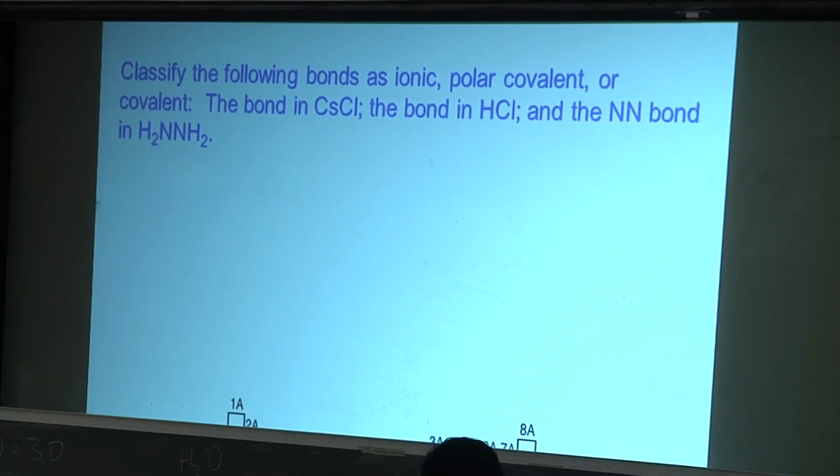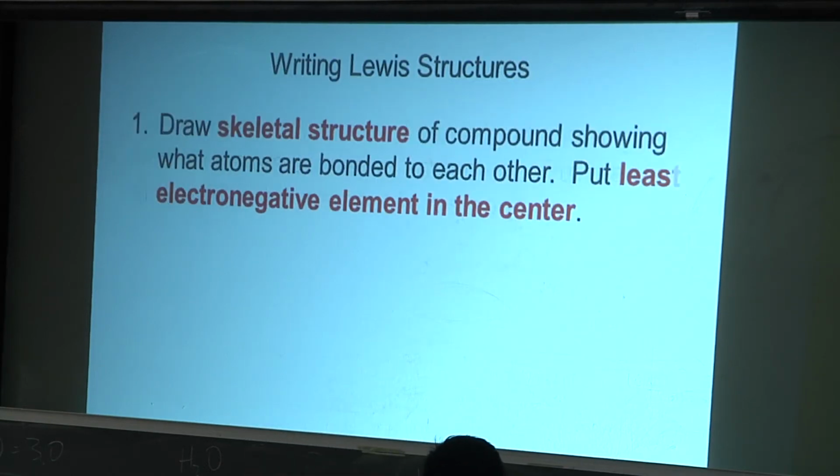Okay, so this we're going to skip over because we did stuff just like it. So now we know electronegativity, and we're going to revisit our Lewis structures. So far, we've just drawn Lewis structures of very simple compounds like N2, an ion like cyanide, or H2O. And now we're going to look at some more complex Lewis structures.